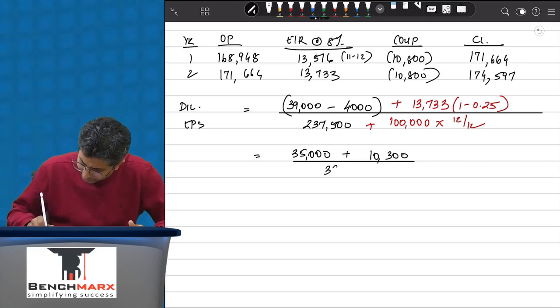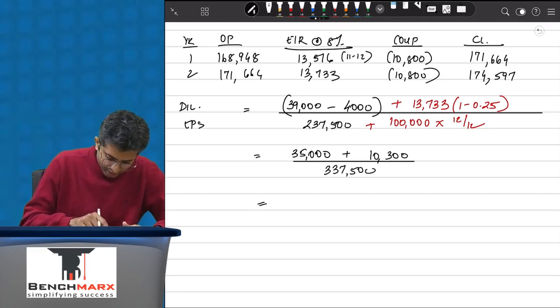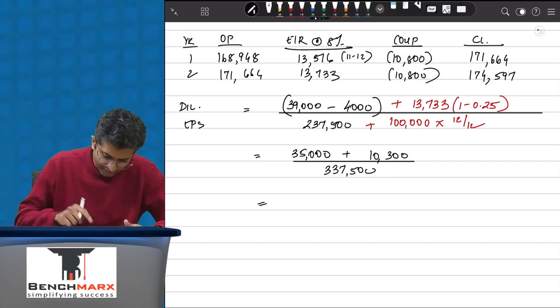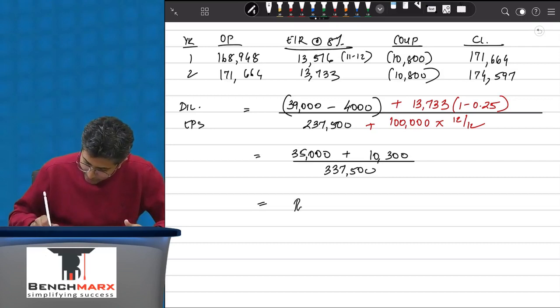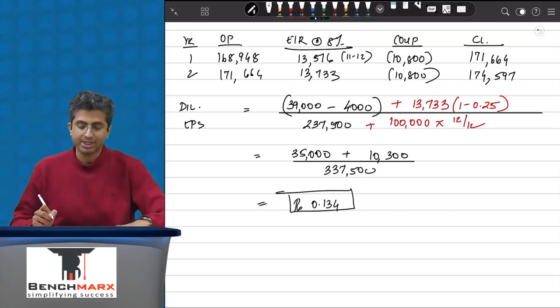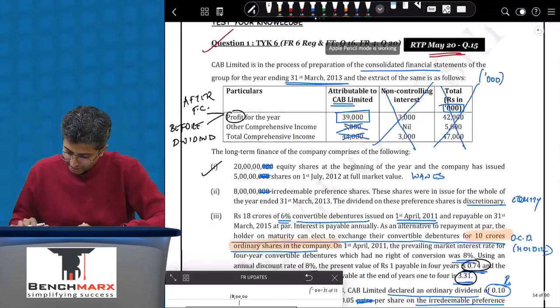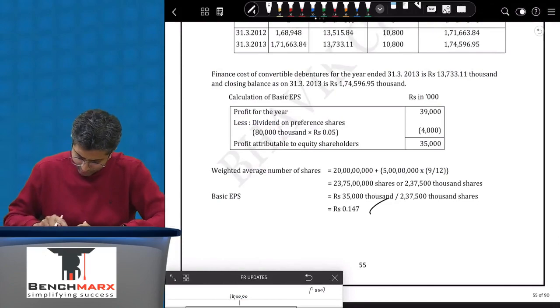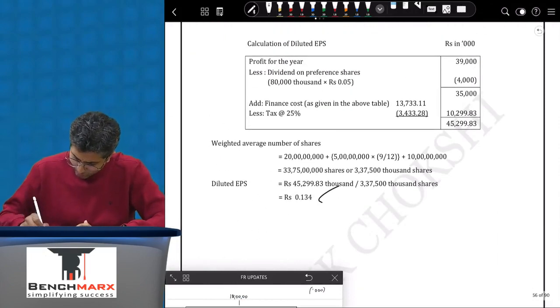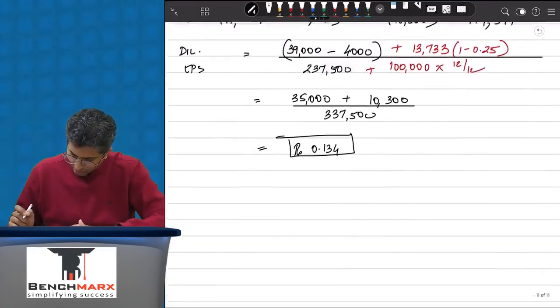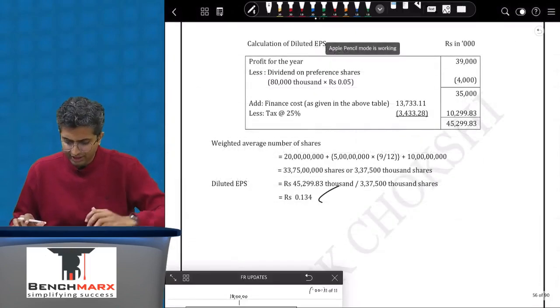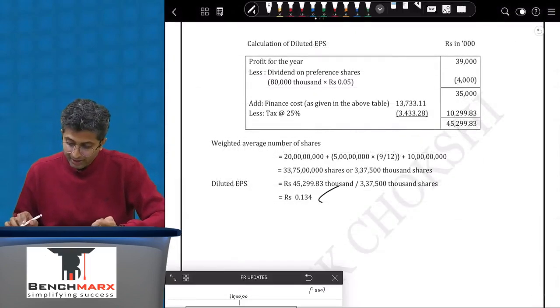upon 3,37,500. So this will be 35 plus 10,300 divided by 337,500 will be rupees 0.134. This will be your diluted EPS as per Ind AS 33. I'll just verify this. 0.147 is correct, and also 0.134. Perfect. So this is a fairly interesting and a deep question.